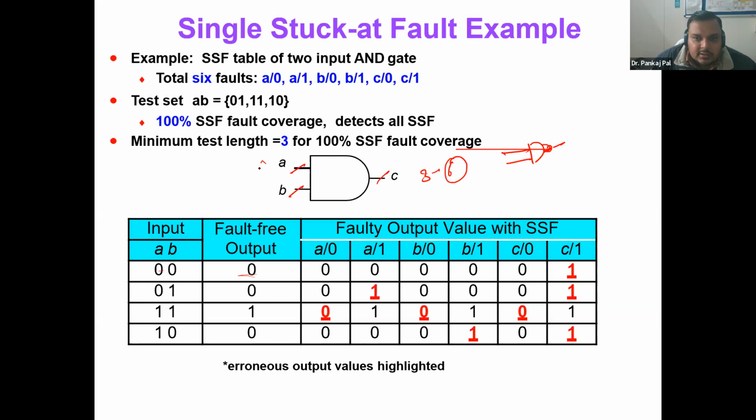If we are applying 0 0 over here, what will be there? It will check whether it's a 0 0. It will check only the stuck-at-1 at C. So only this fault it will take.